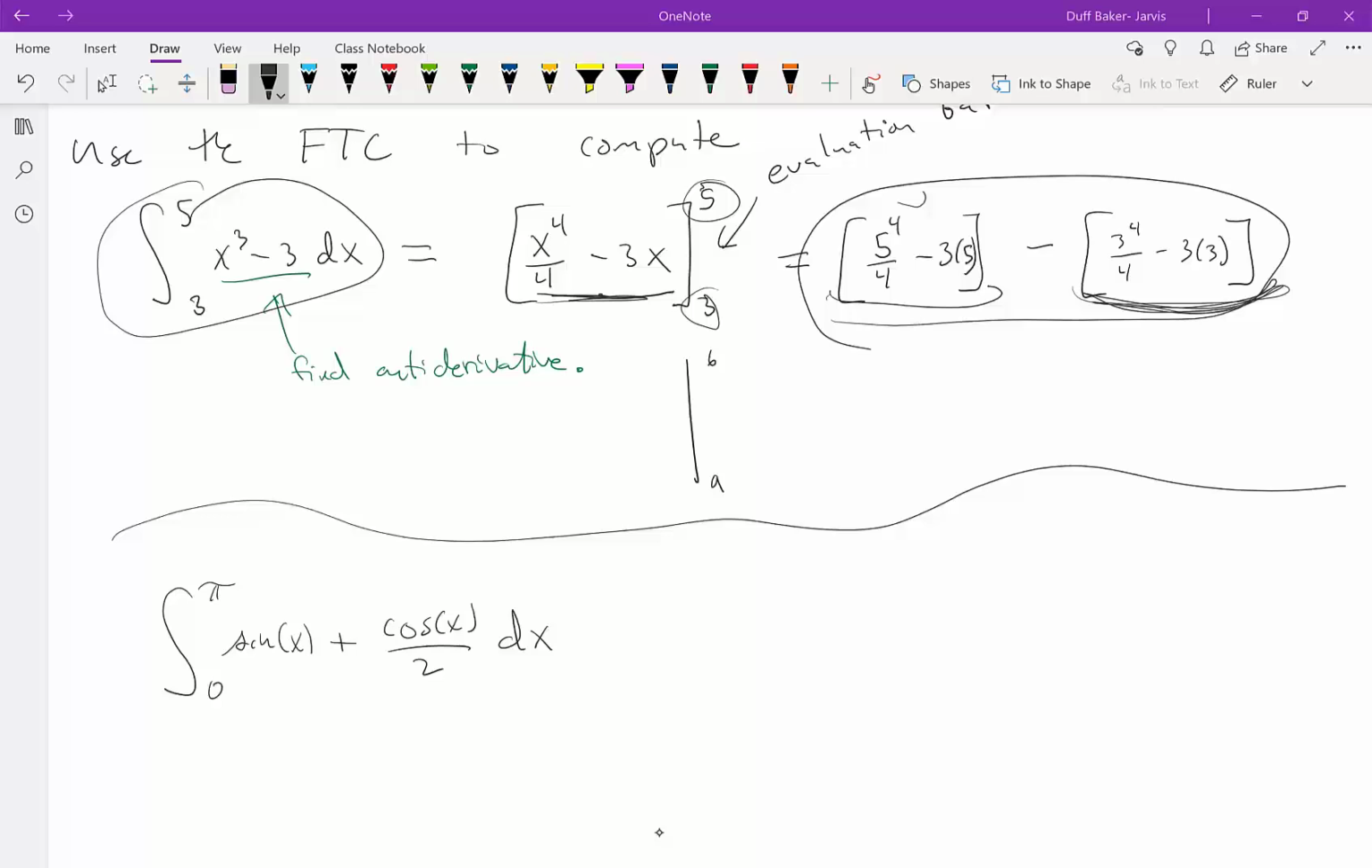Okay. So to do this one, we first figure out an antiderivative of the interior. So the antiderivative of sine is negative cosine. And then we can think of the second one as just being a half cosine of x. So its antiderivative is 1/2 sine of x. And then we have to plug in from 0 to pi.